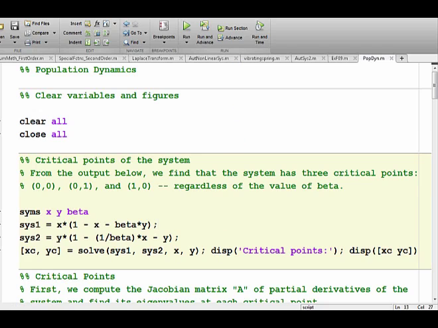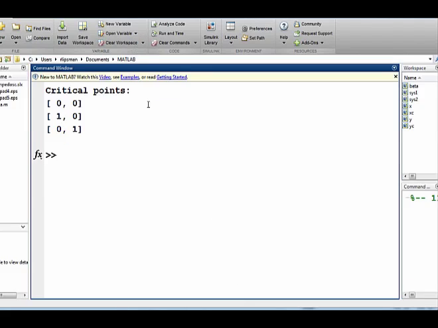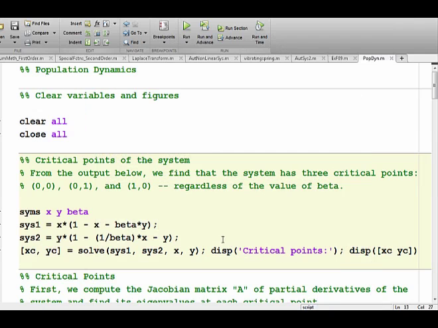And we bring up the MATLAB window. And there's our critical points. The origin, 1, 0, and 0, 1. Notice they don't depend upon beta. We get the same critical points regardless of the value of beta.